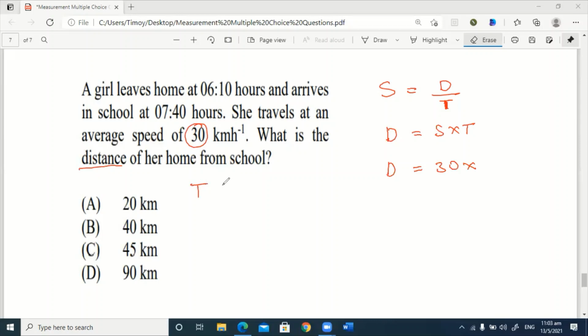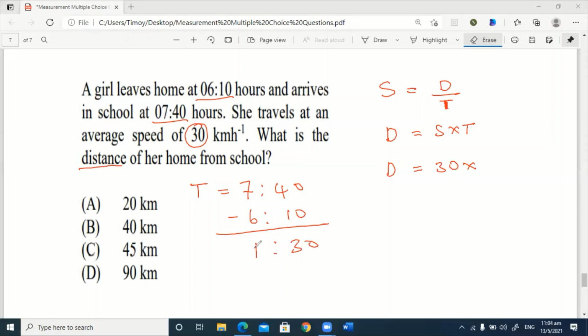So we know the time is going to equal the time when she arrives at school, which is 7:40, subtract the time when she leaves home, which is 6:10. So when we subtract these two times, 40 minutes minus 10 minutes leaves us with 30 minutes, right? And 7 hours minus 6 hours leaves us with 1 hour.